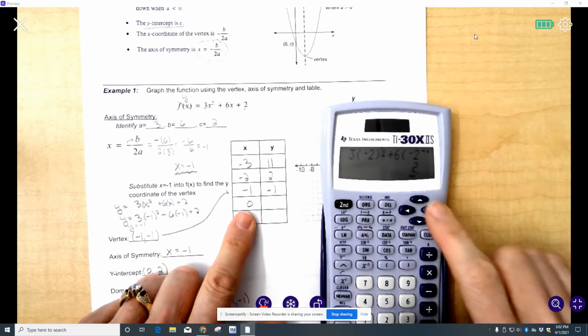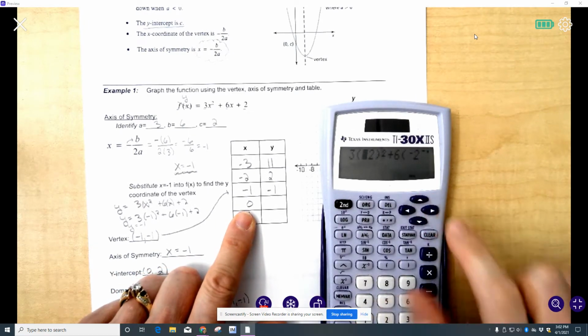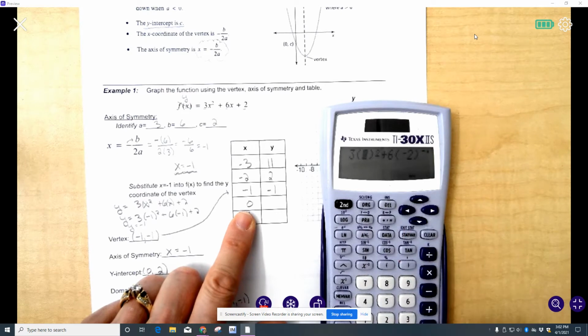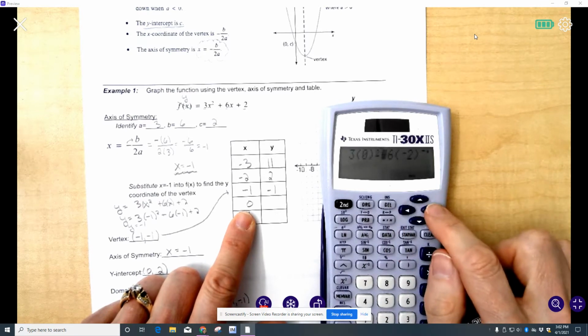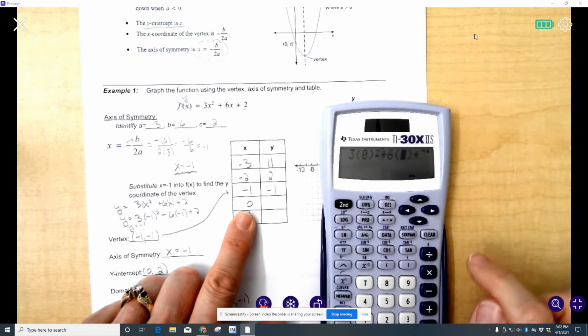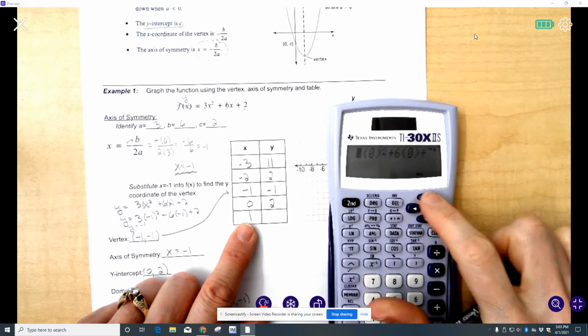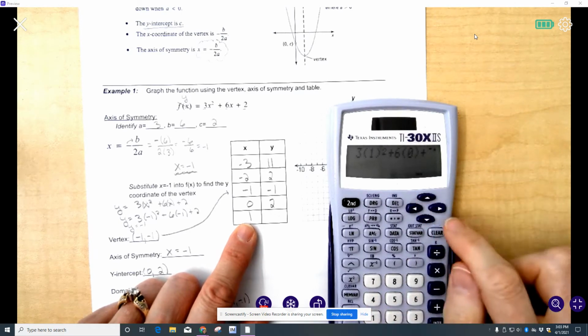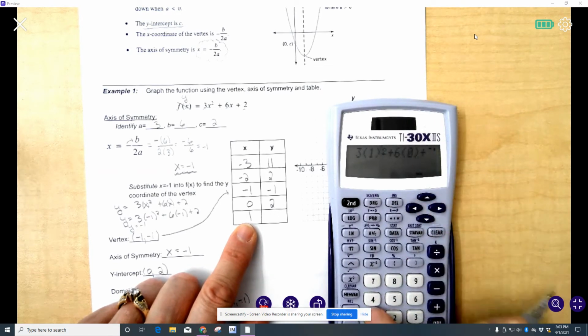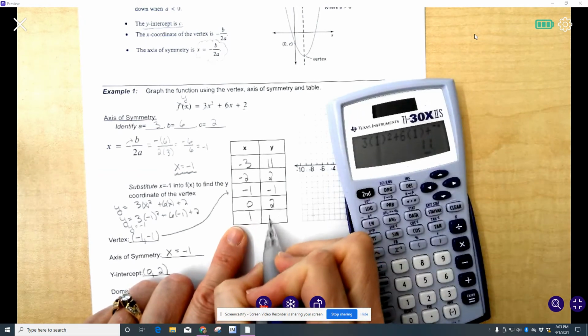Okay, now what happens when x is 0? Let's make sure, I'm going to delete that negative, x is 0. Hit enter. I get 2. When x is 1, 1 goes there, 1 goes there, and I get 11.